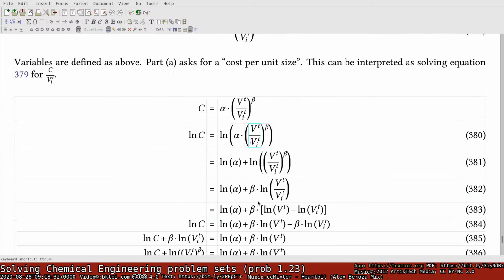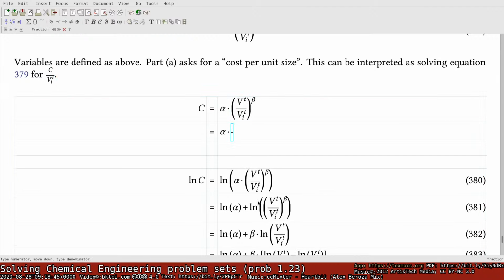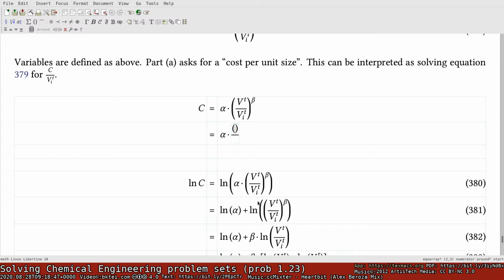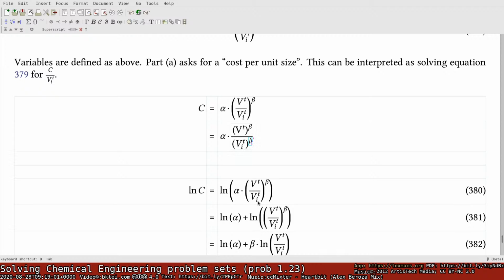So going back all the way up here, we can get there faster by saying alpha times the ratio of V raised to the T, raised to the beta, times this, raised to the beta.